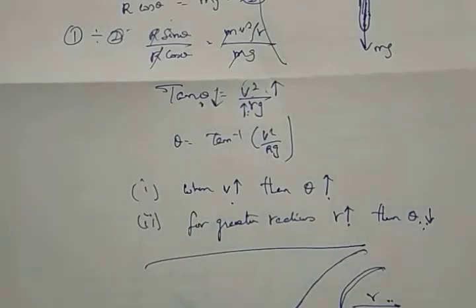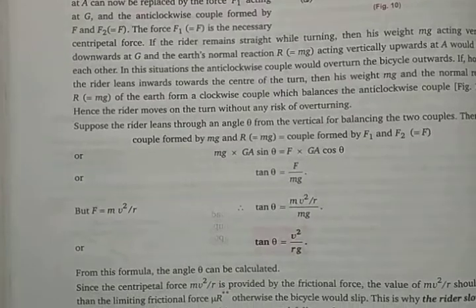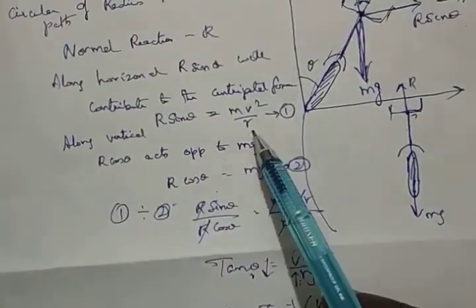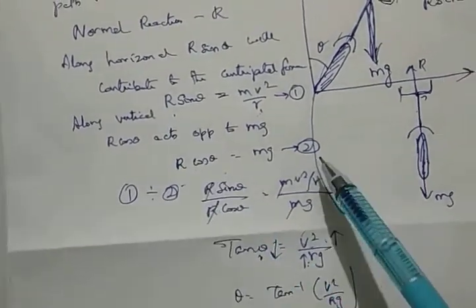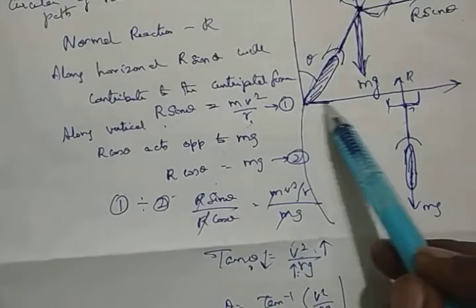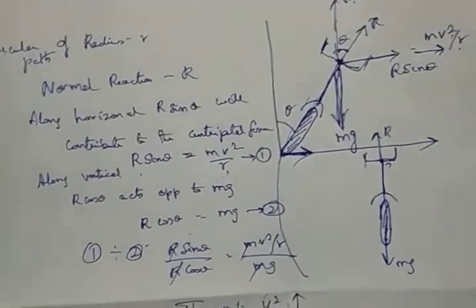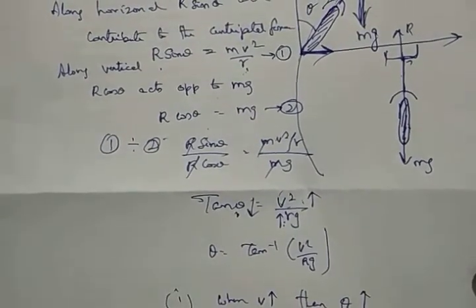Alright children, with this we come to the end of this particular topic. You can refer to the book and read the whole thing. Now also the centripetal force is contributed mainly by the R sin theta, and it also contributes to the frictional force. So the frictional force between the tires and the road matters a lot. That will also contribute to the centripetal force. Okay, let's go to the next example.